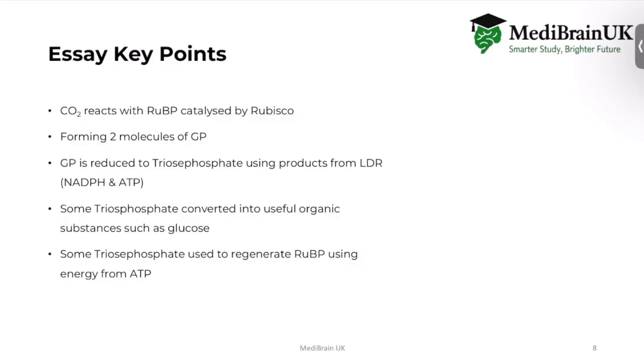So for the essay key points, I've literally summarized the method over here. This is the mock scheme method that you need to know for the Calvin cycle. CO2 reacts with RUBP, catalyzed by Rubisco, forming two molecules of GP. GP is then reduced to triose phosphate using the products from the light-dependent reaction, NADPH and ATP. Some triose phosphate is converted into useful organic substances such as glucose, and some triose phosphate is used to regenerate RUBP using the energy from ATP. So as you can see, we've literally written out the method, which is all correct.